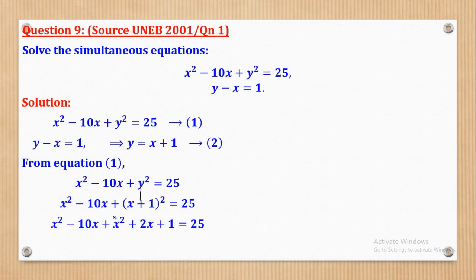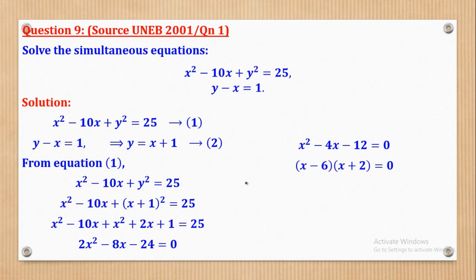Then expand, this one gives you this expansion. Then I have to collect like terms and simplify the quadratic equation in x. Then solve it either by factorization method or bulldozer method. In this case, I've used factorization method. Therefore x is equal to 6 or x is equal to negative 2.